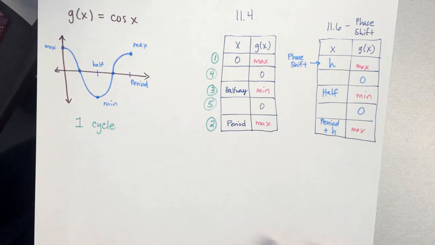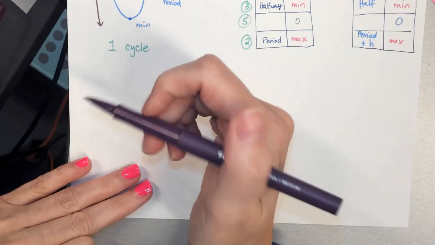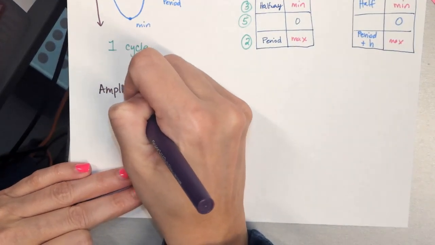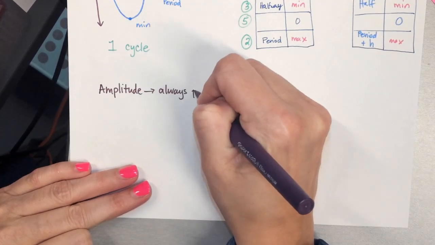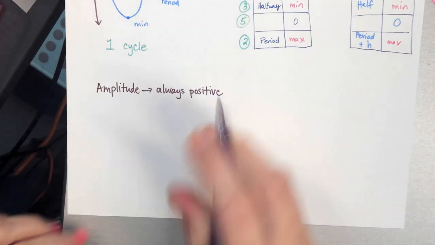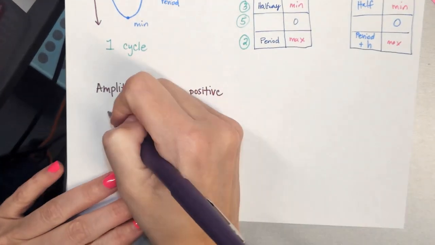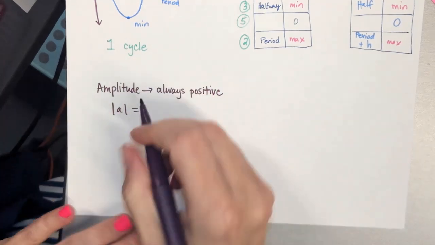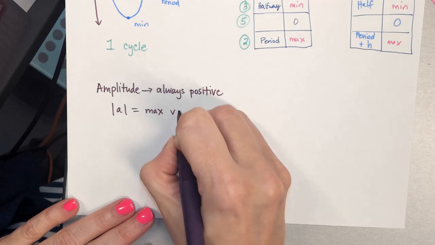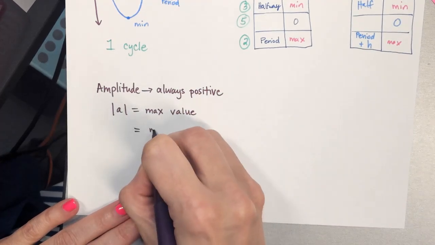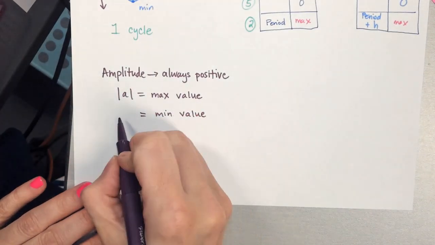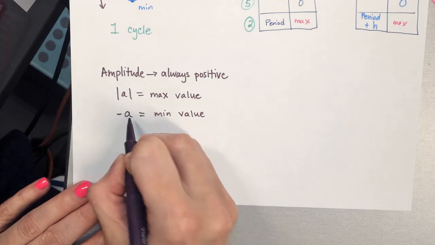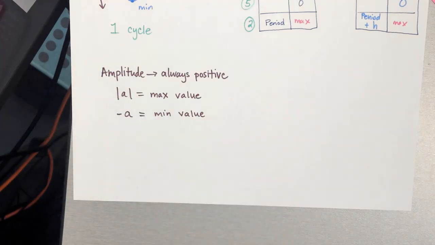Now we're going to do a couple other reminders and then we'll get started. One thing you want to remember about the amplitude is it's always what? It's always positive. The amplitude is going to affect your max and your min. So when you do the absolute value of A, that's going to be your max value. Do you guys know how we're going to say what our min value is? It'll be the opposite of A. So we can just write negative A, which means the same thing.